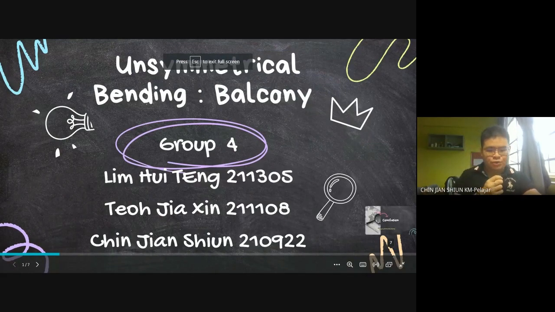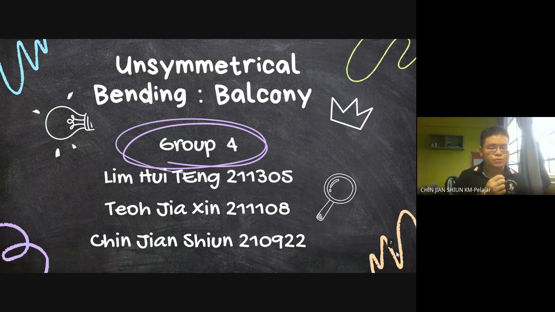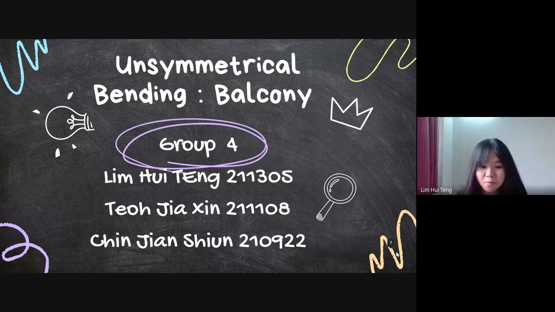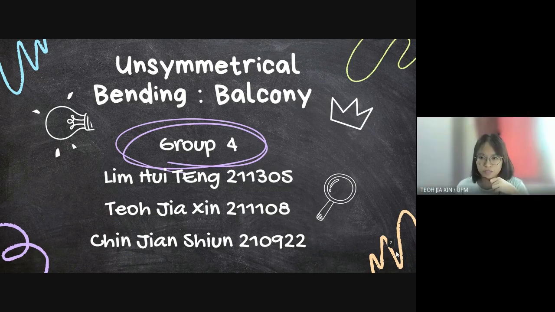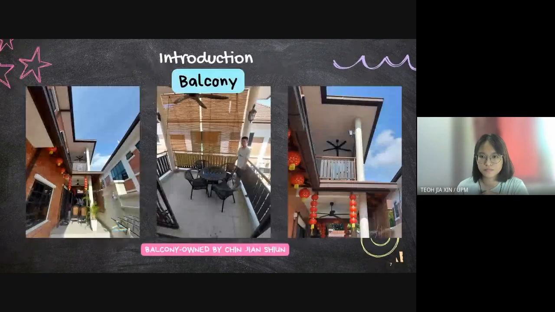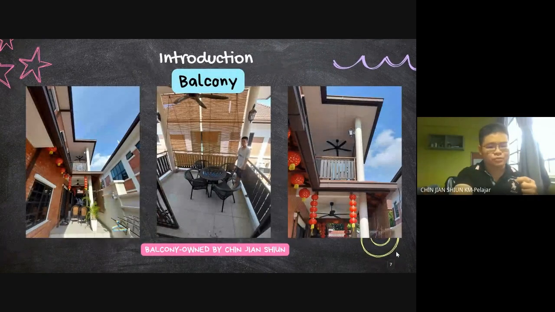My name is Shiun with matrix number 210922, and today me and my group, which is group 4, will be presenting our analysis on unsymmetrical bending on a balcony. My name is Lim Hui Teng with matrix number 211305. And my name is Teoh Jia Xin with matrix number 211108. For our example, we'll be using a balcony attached to a terrace house, which is approximately 3 meters in length.